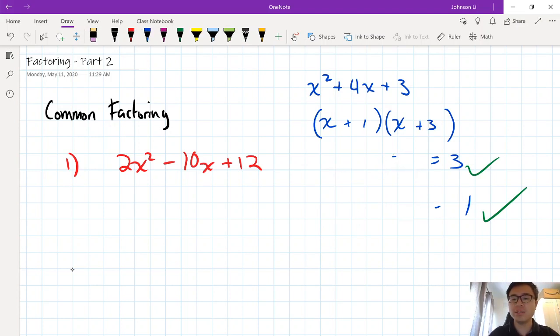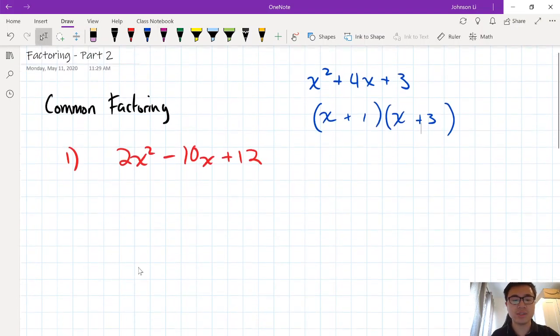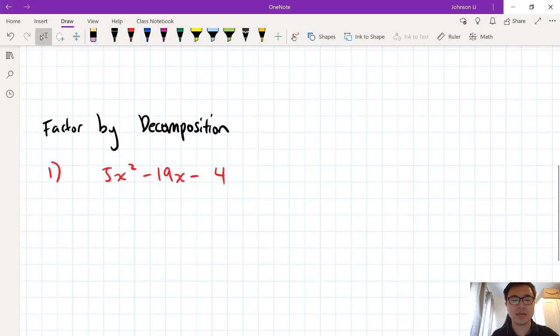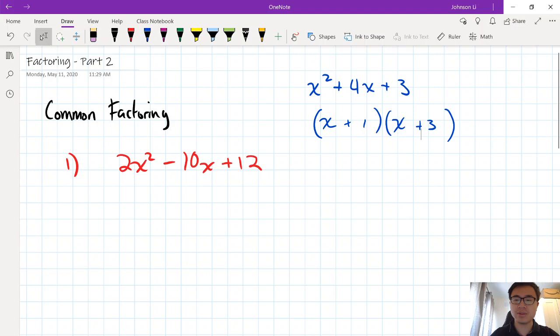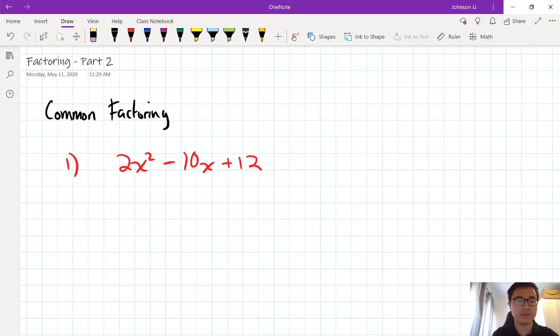Okay, but this week what we're going to be doing is factoring things with a number in front. Okay, so all the questions we're going to be doing today have a number in front of the x squared at least. Okay, very different, and it's a little bit trickier. Okay, but I'll walk you through some of the examples.